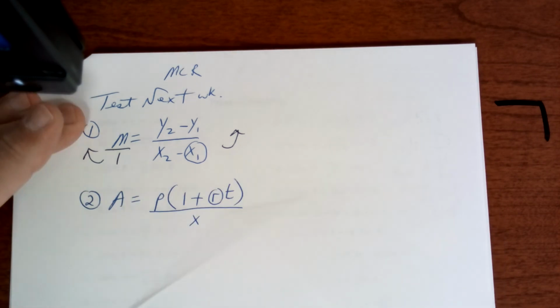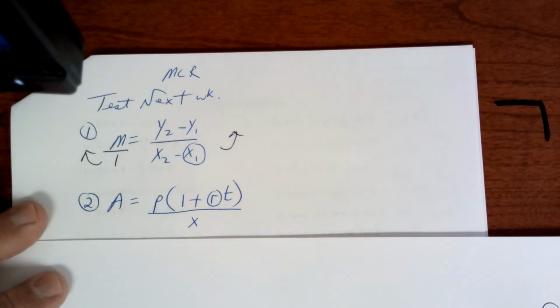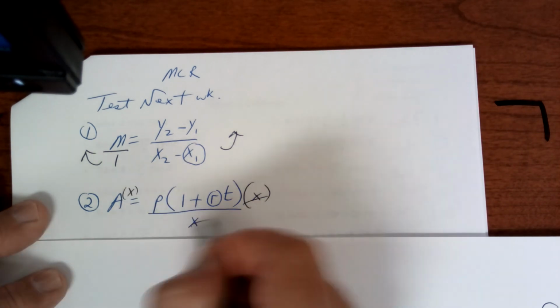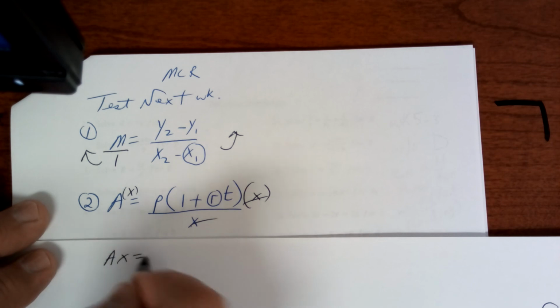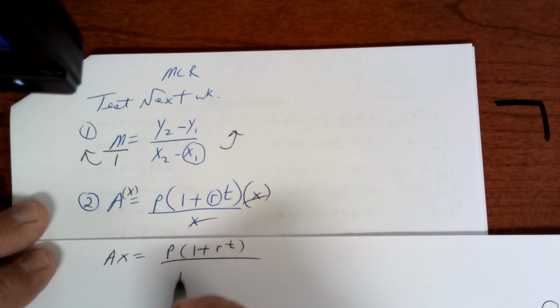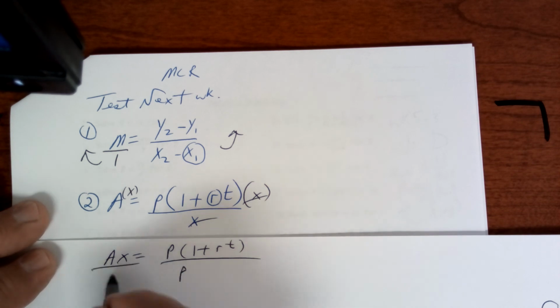This one right here, you're trying to get r. So I would multiply by x right away. So this cancels. So you get ax equals p, just like that. And then I would divide by p. Don't distribute, because then you make it bigger and worse.